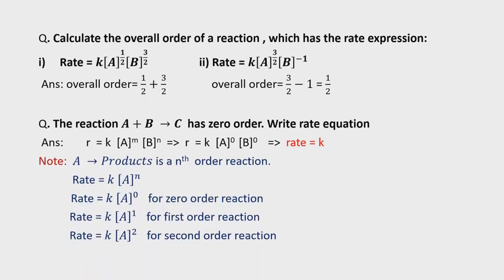Next, note. A gives rise to products is an nth order reaction. So rate equal to K into A power N. This is the general equation. N represents the nth order. If you put 0 in place of N, you will get the rate equation for the zero order reaction. So rate equal to K into A power 0 for zero order reaction. Rate equal to K into A power 1 for first order reaction. Rate equal to K into A power 2 for second order reaction. Okay friends.